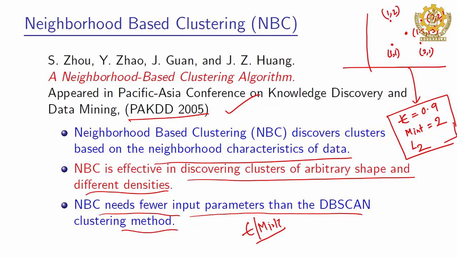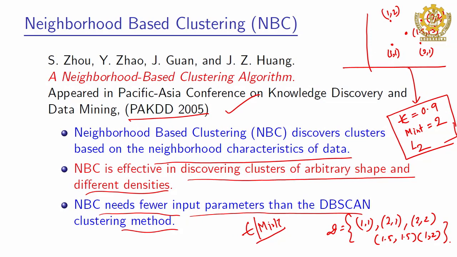Okay, so if you apply DBSCAN, how many clusters will you get from this data set? The data set is like (1, 1), then (2, 1), (2, 2), (1.5, 1.5) and (1, 2). If you apply DBSCAN with this set of parameters, epsilon, minimum points and L2, how many clusters will you get? So, this problem we need to solve.